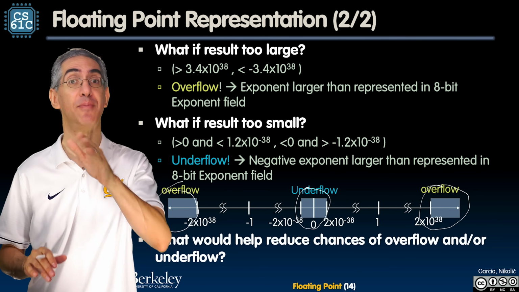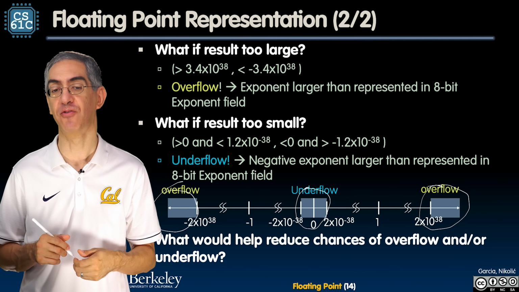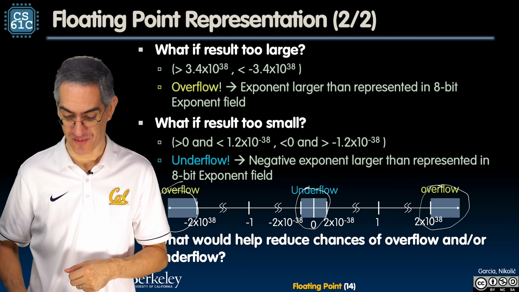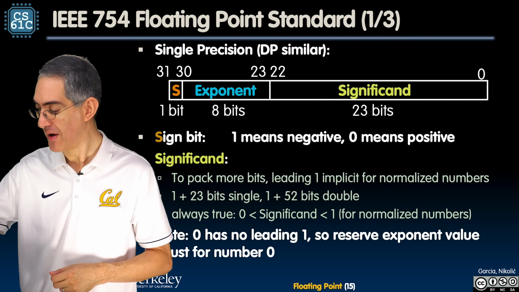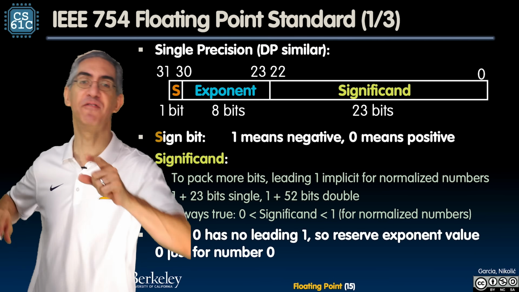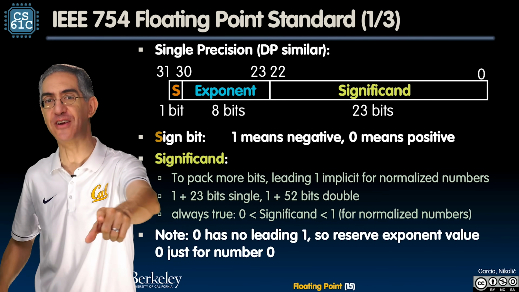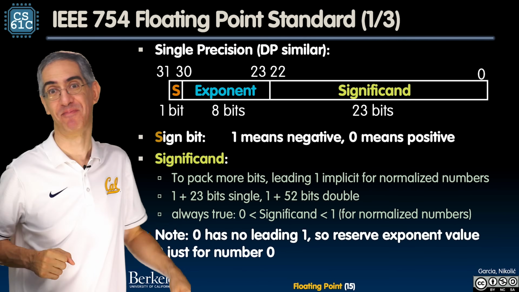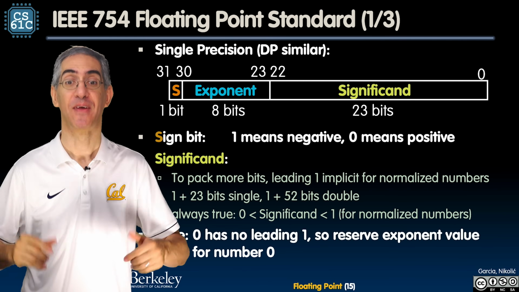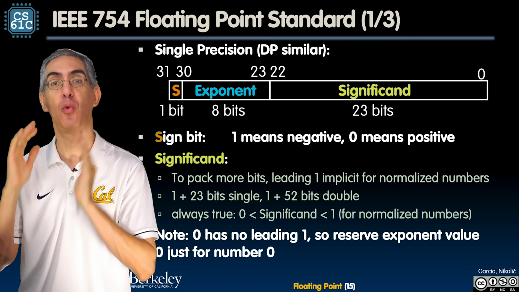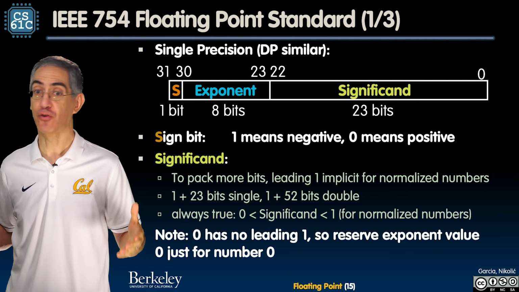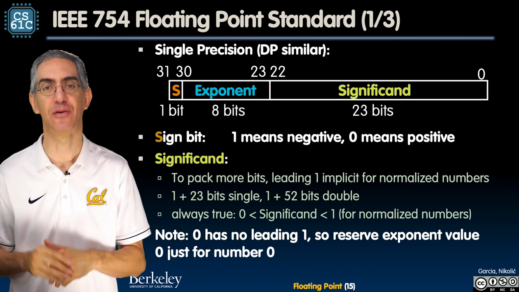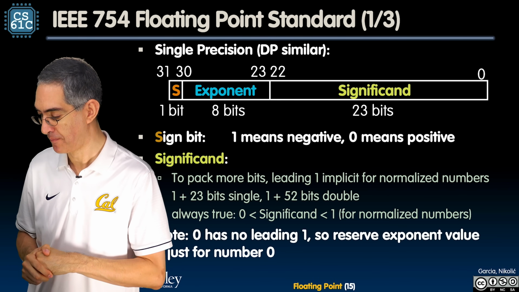What would help? Think about what would help reduce the chances of overflow and underflow. Throw more bits at it, right? Throw more bits at the problem. So here is the IEEE 754 floating point standard used in every computer you have access to. That's it. Sign bit, 8 exponent bits, 23 significand bits. By the way, just a refresher, 1 is going to mean a negative number and 0 is going to be a positive number.